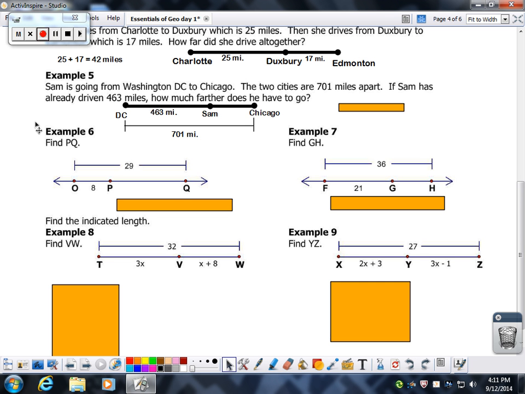Example 5, Sam is going from Washington, D.C. to Chicago. The two cities are 701 miles apart. If Sam has already driven 463 miles, how much farther does he have to go? So in this example, it's a little bit different. This example says he started in D.C., which is here, and he's gone 463 of the 701 miles it takes to get to Chicago. So in order to figure this one out, we would take 701, which is the total distance, and subtract the distance he's already traveled. So we would do 701 minus 463, which gives us 238.